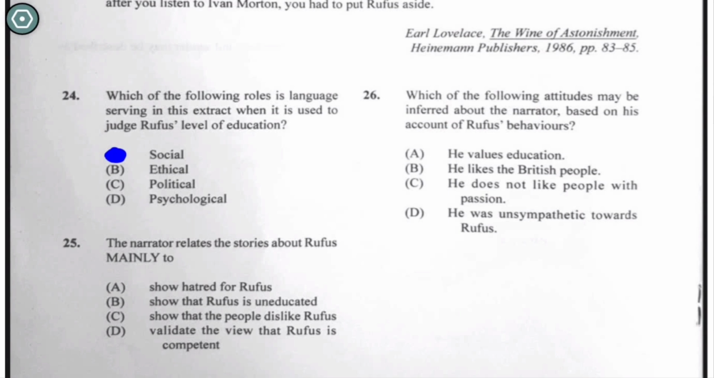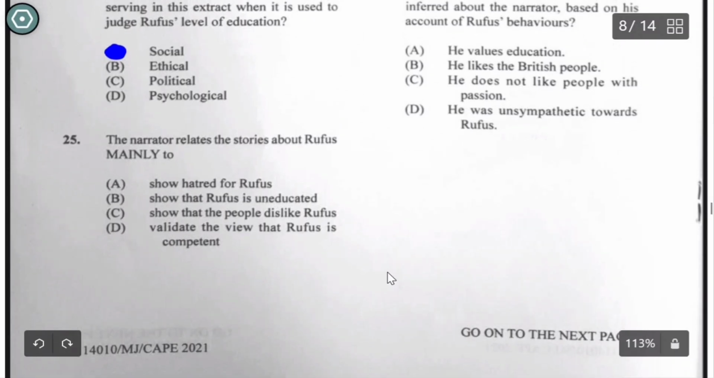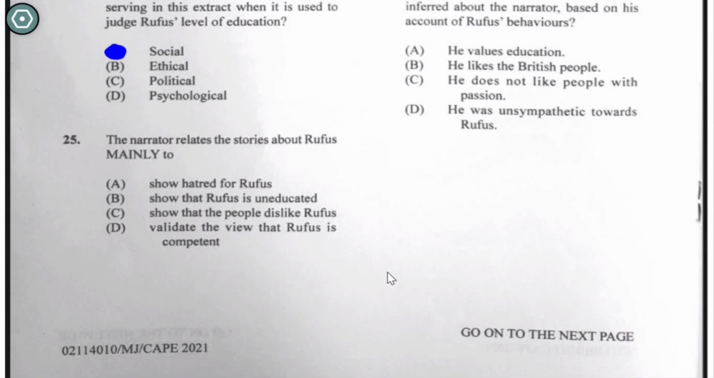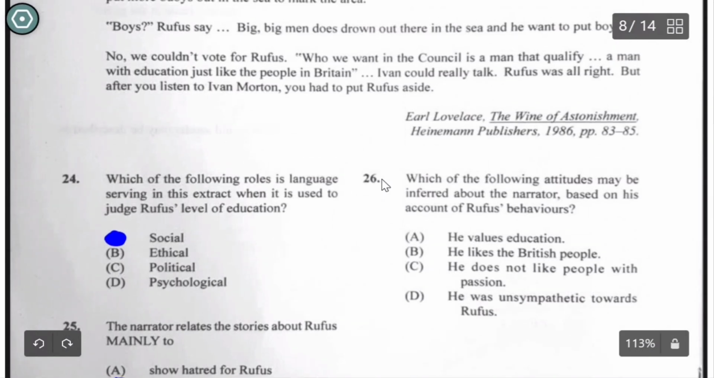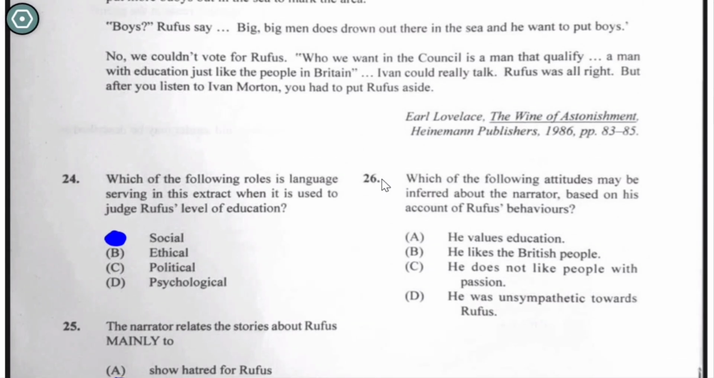25. The narrator relates the stories about Rufus mainly to show hatred for Rufus, or to show that Rufus is uneducated, show that people dislike Rufus? People don't dislike Rufus. Validate the view that Rufus is competent? No. They're not saying Rufus is competent. Rather, they're saying that he's incompetent because he is uneducated. So it's basically to show that Rufus is uneducated. That's why he didn't get the position. Not because he was competent or incompetent, let's not go there.